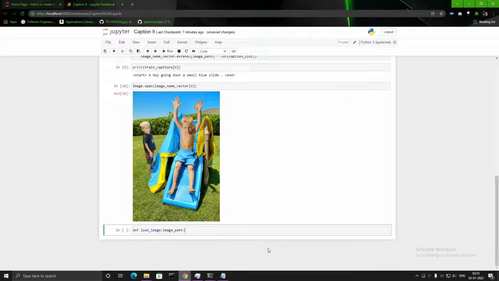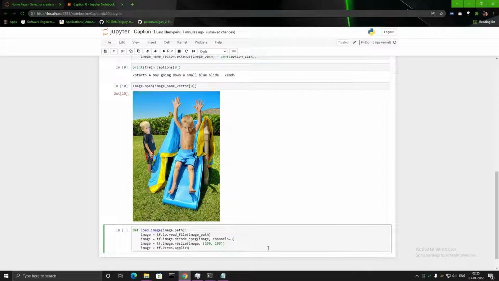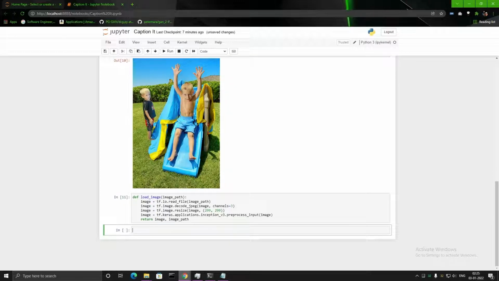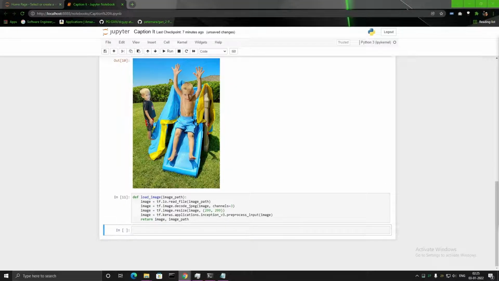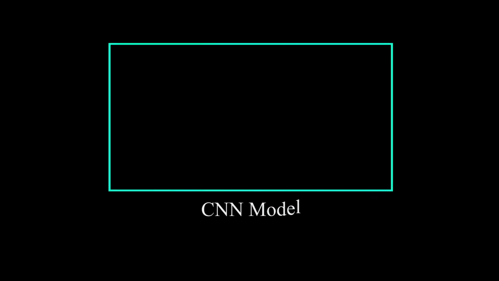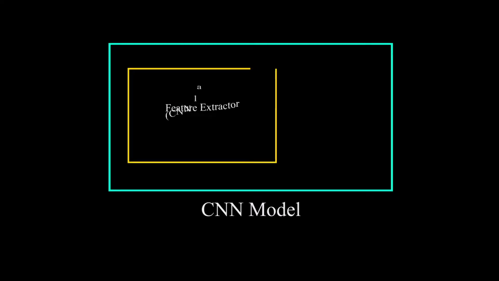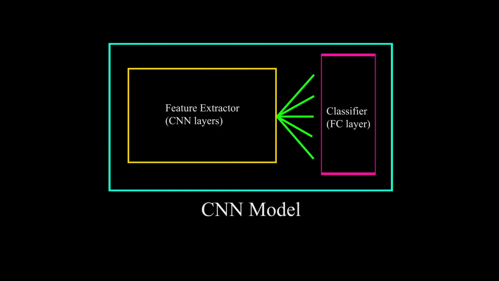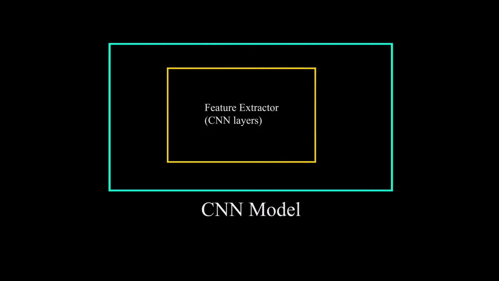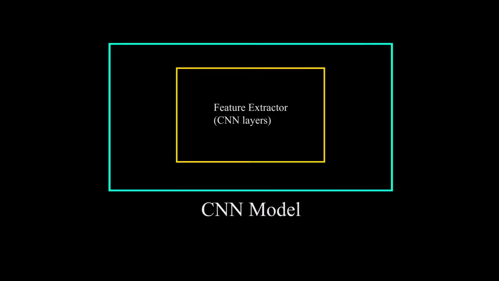Now make a function to load and pre-process images. Read the image, decode it as JPEG, resize it and pre-process it for the Inception v3 model, then return both the image and its path. We are using a pre-trained Inception v3 image classifier for feature extraction. Now, a convolutional neural network classifier has two parts. The first does feature extraction and the second one acts as a classifier. So we need only this part in order to get features from an image.